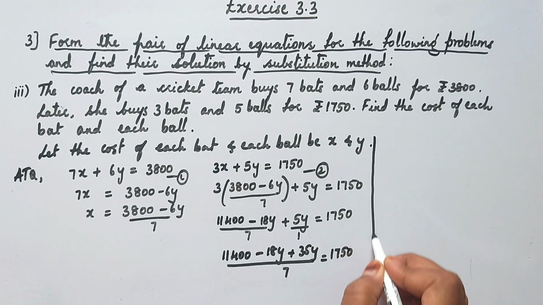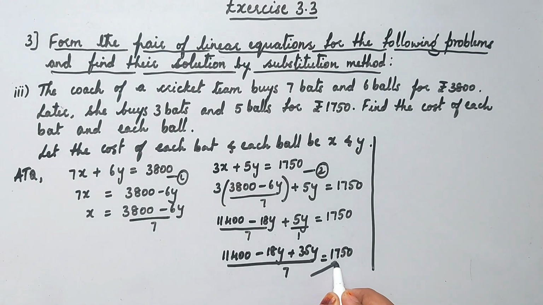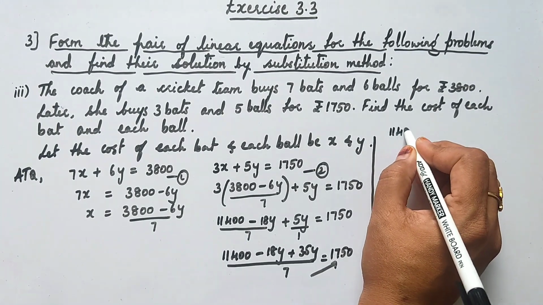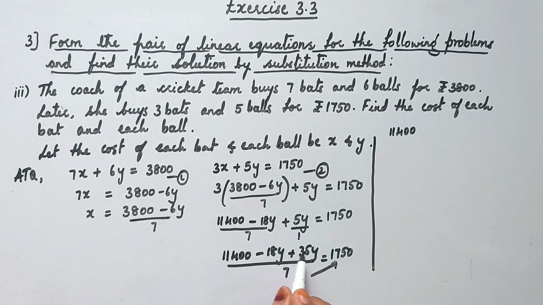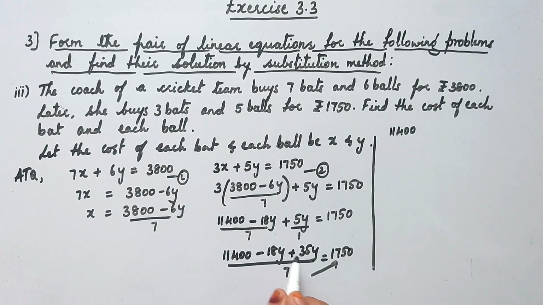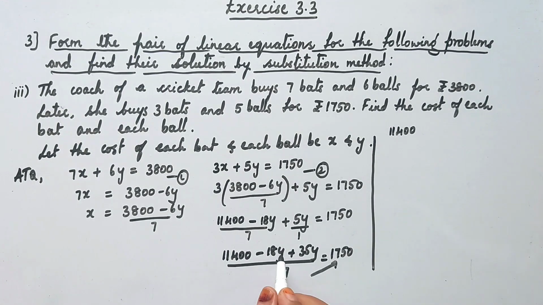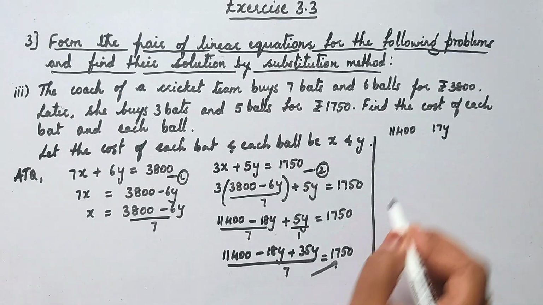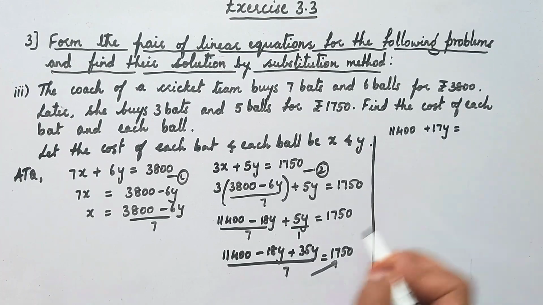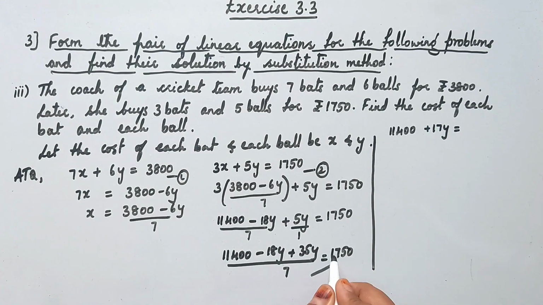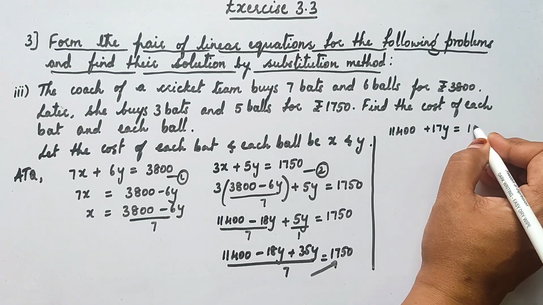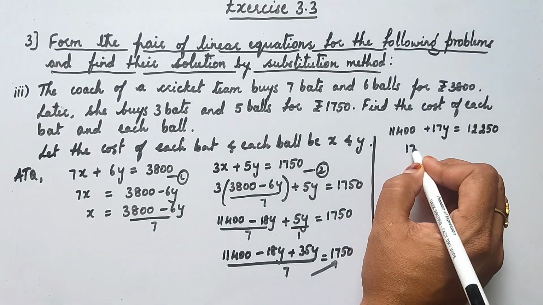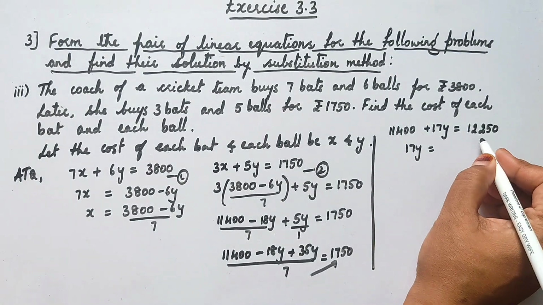Okay, now cross multiplication, you have to cross multiply this. Here 11,400, you can see that these both have got a different sign. Different sign means let us subtract. When I'm going to subtract these two, I'm going to get 17y with a greater number sign, which is plus, equal to. When you multiply these two, you're going to get 12,250.